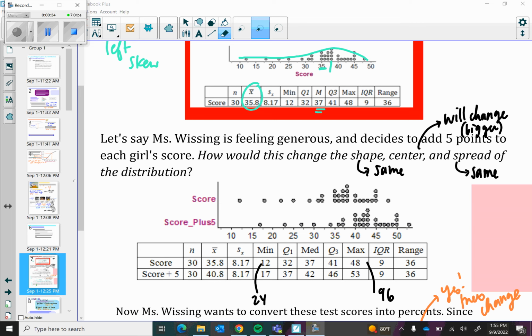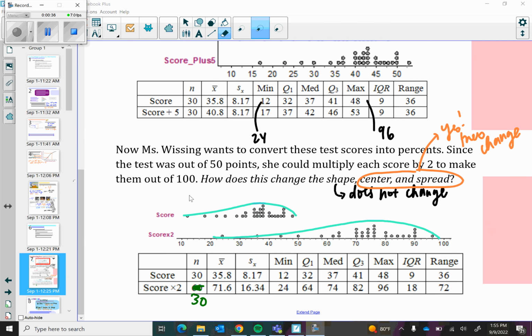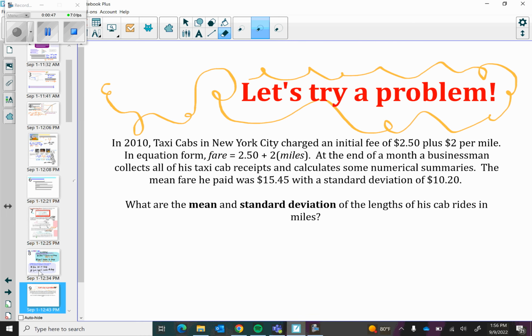We also saw that if we take that distribution and multiply it by a number, the shape will not change again. However, it does get more spread out and the mean will change. So what does this mean for a problem?